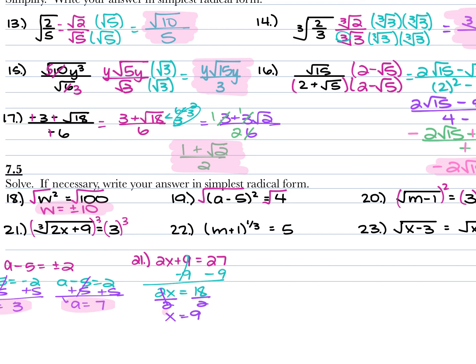Plug it in. Simplify. The 2 times 9 is 18 plus 9 is 27. The cube root of 27 is 3. So that's definitely your answer.